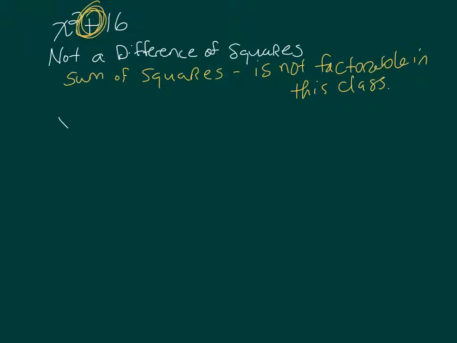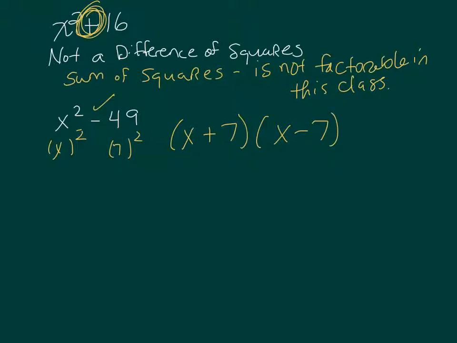What about x squared minus 49? Well, it's a difference, so we've got that going for us. And what can I square to get x squared? Just x. What can I square to get 49? 7. So it is factorable, and it's factorable as x plus 7, x minus 7. And of course you could always write the x minus 7 first. Alright, let's try another one.